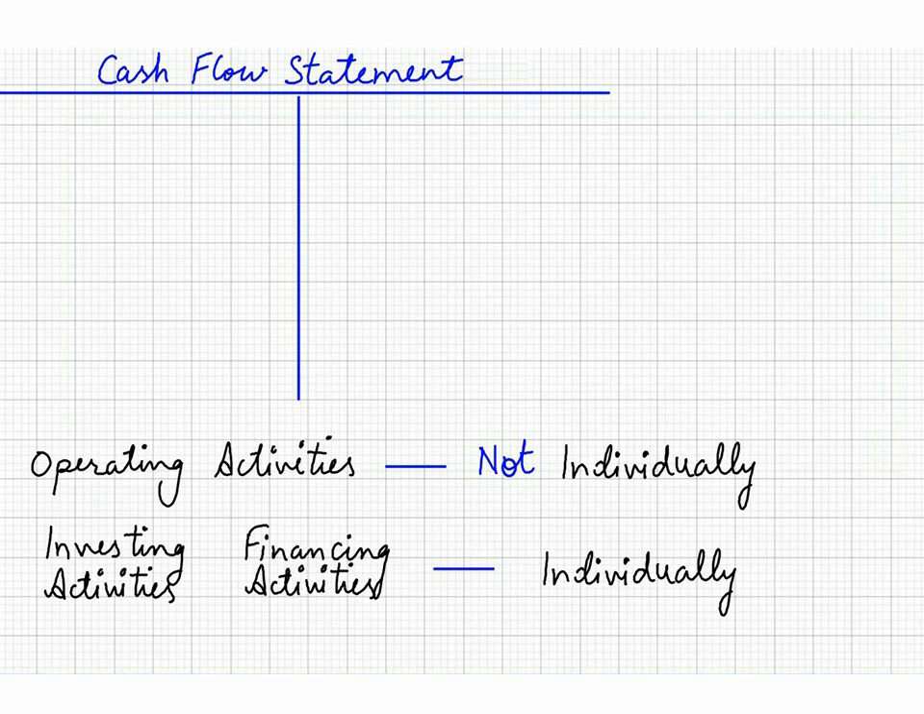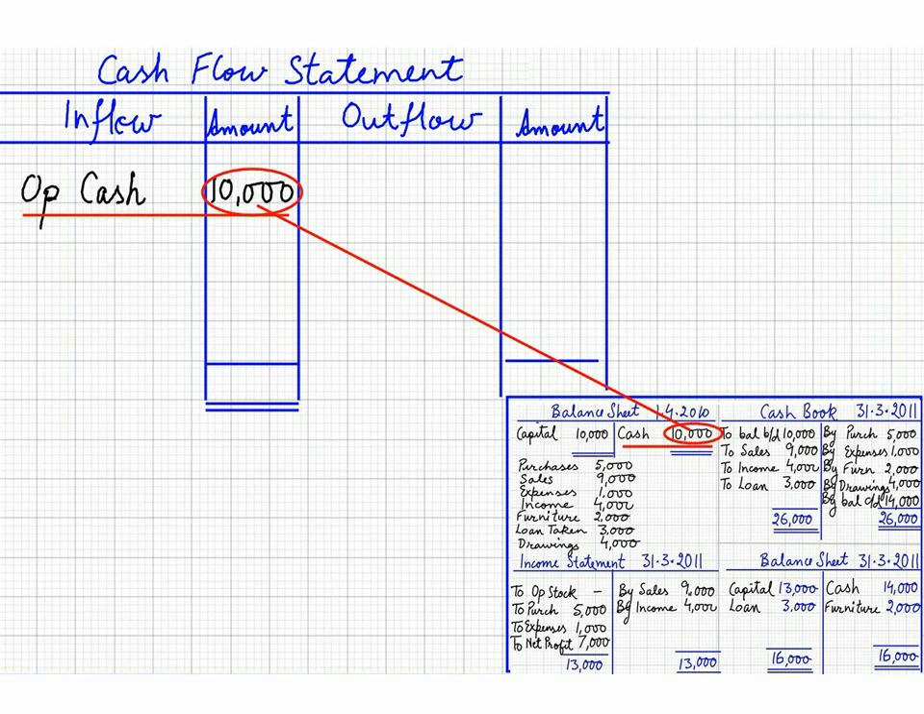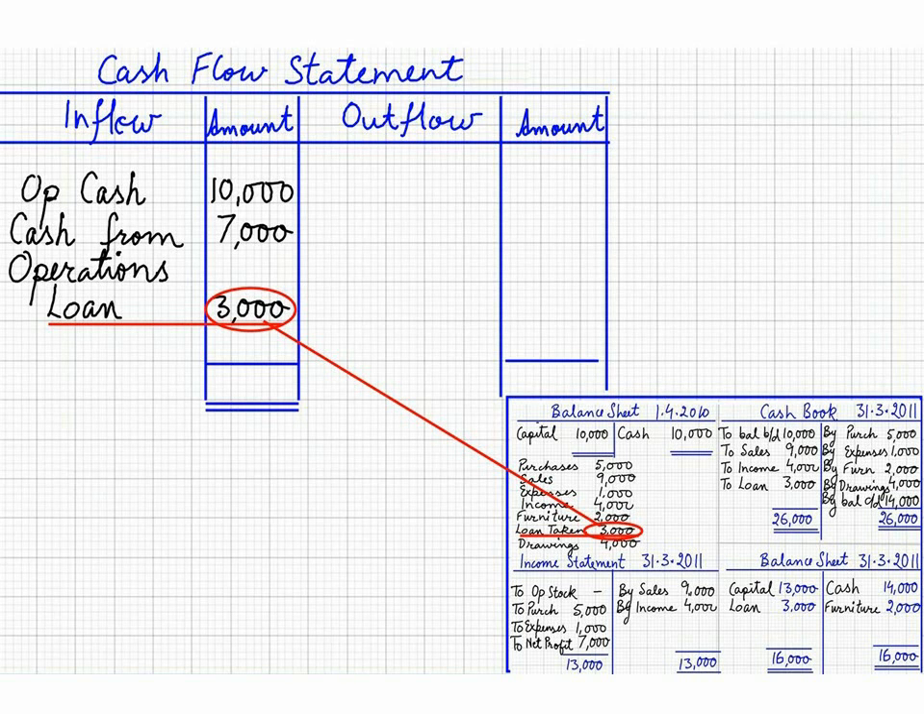Cash flow statement. On the left hand side, inflows; on the right hand side, outflows. Inflow side: opening cash, 10,000 rupees, it's written in the balance sheet. Cash from operation, 7,000 rupees. It means cash generated from purchases, sales, expenses and incomes. Loan taken, 3,000 rupees, because during the year the firm has taken 3,000 cash from the bank. It was a loan. So total, 20,000 rupees.